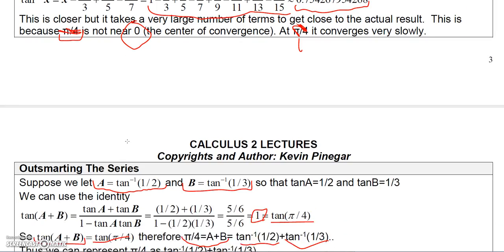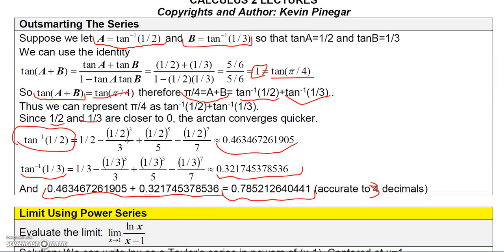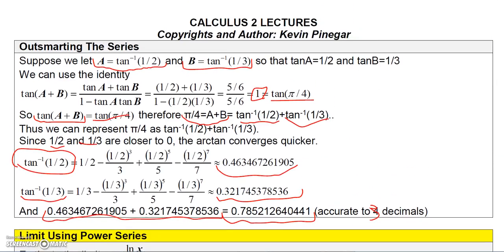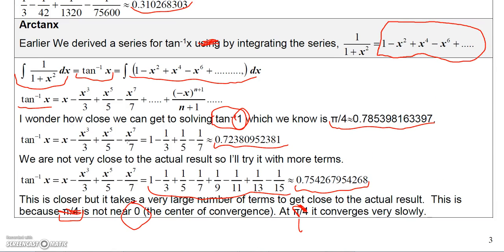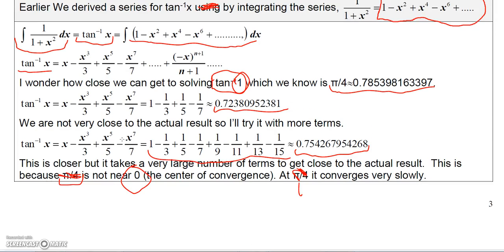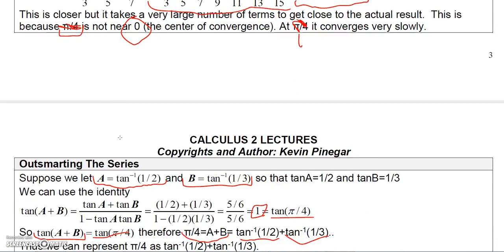Okay, so the point here is that up there we could have used that series to try to find a value for pi over 4, but it didn't give us the answer quickly enough.